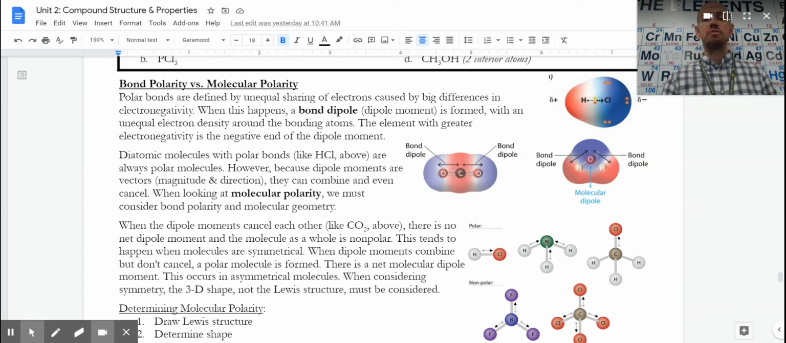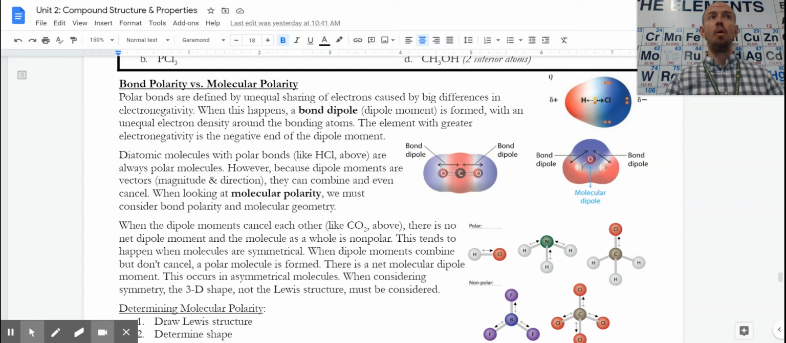Right here, HCl is a great example of that. Chlorine has a higher electronegativity than hydrogen. The electrons are pulled more closely to chlorine, making that side partially negative, the other side partially positive. And in these pictures, the darker blue is a more electronegative area, or an area of higher electron density. For a simple molecule with just two atoms, the bond dipole tells us about the molecule as a whole, because we just have that one bond.